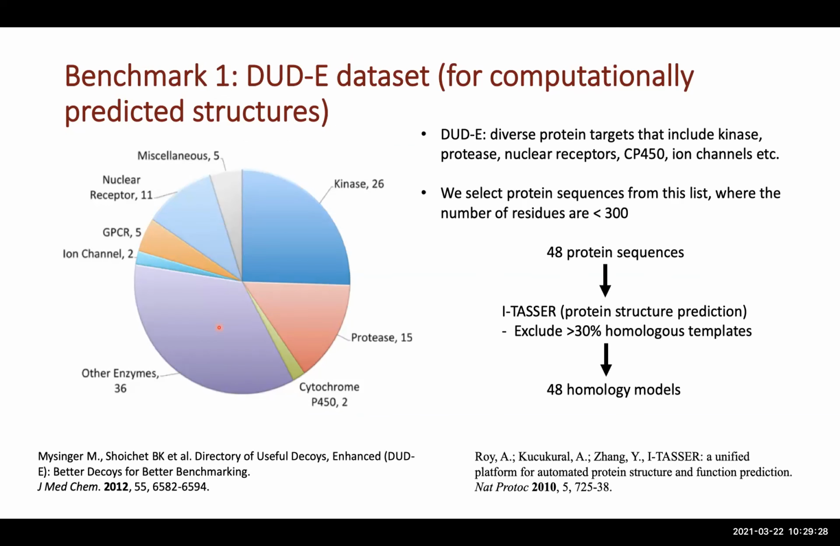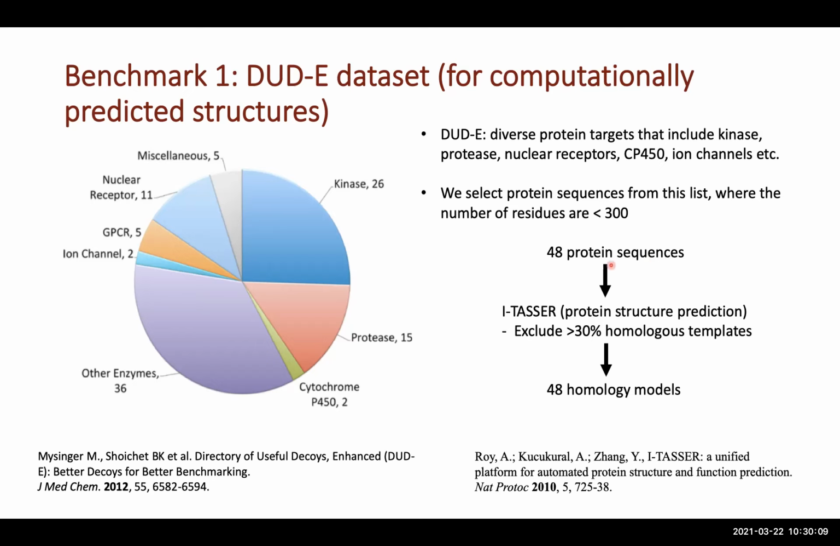So for our benchmark tests, we use 2 different data sets. One is DUDE dataset. This is done for computationally predicted structure or homology models. DUDE stands for Directory of Useful Decoys and Hands. This is a set of protein targets that are diverse, including kinase, protease, nuclear receptors, etc. We selected protein sequences from this list where the number of residues are less than 300 amino acids so that we can run a quicker protein structure prediction method.